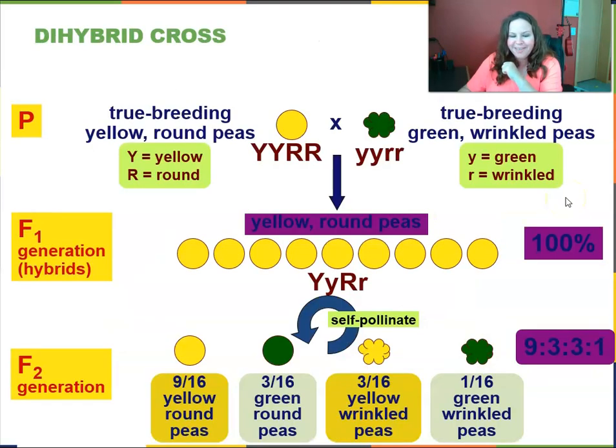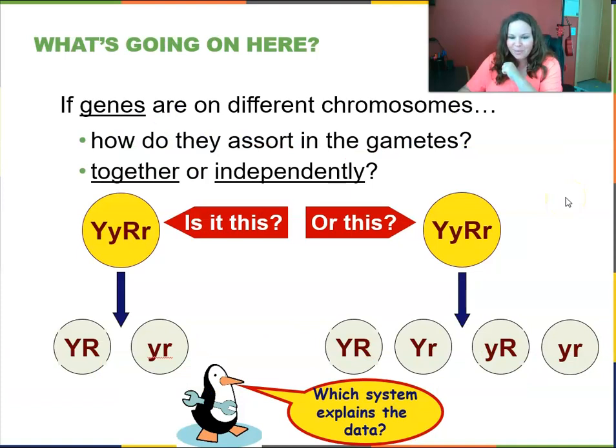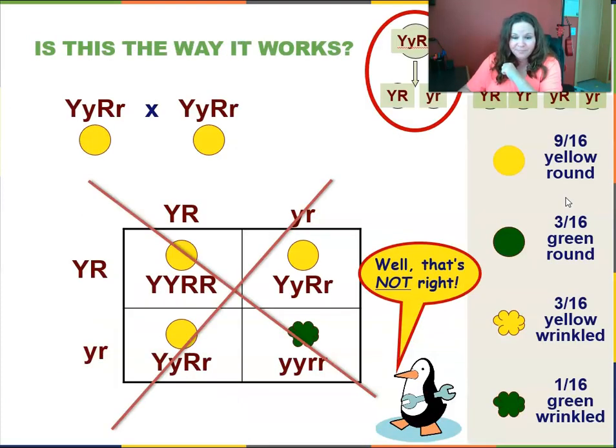Well, we already saw this, so I think the cat is out of the bag as to which one it's going to be. It's not this one. Like we said, if all of our dominant traits stayed together and the recessive ones stayed together, we would get this. And this is not what we got.